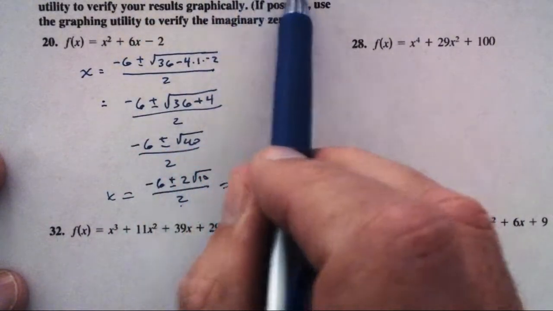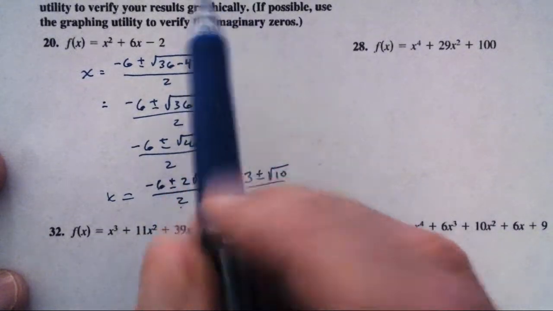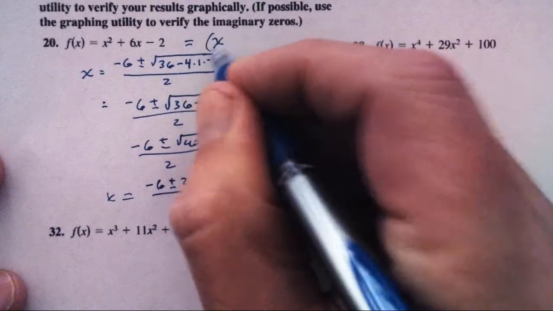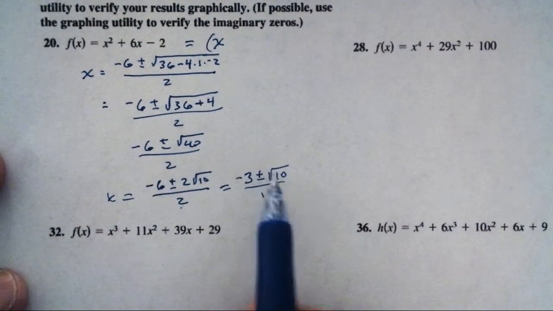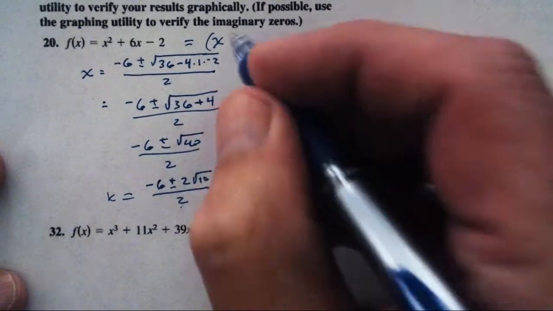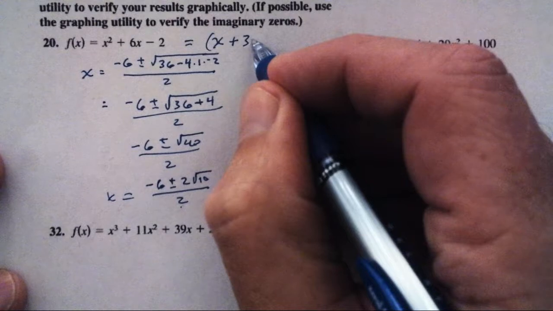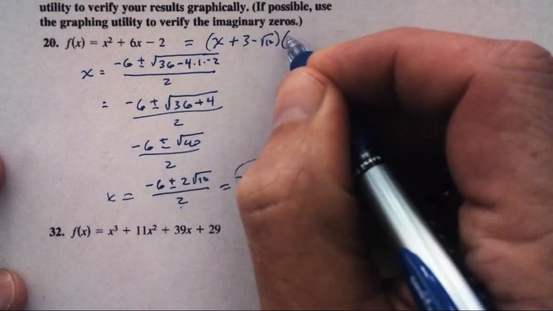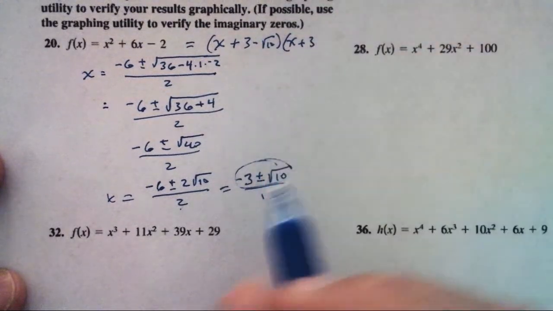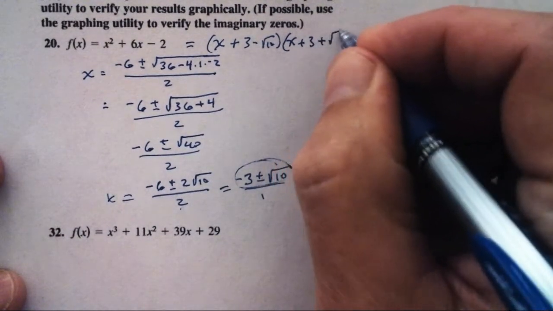Find all the zeros and write the polynomial as the product of linear factors. So this would be equal to x minus negative 3 plus root 10, times x minus negative 3 minus root 10. x minus negative 3 would be plus 3 and minus root 10, times x minus the negative root 10 would be plus 3 and, minus minus, would be plus root 10.